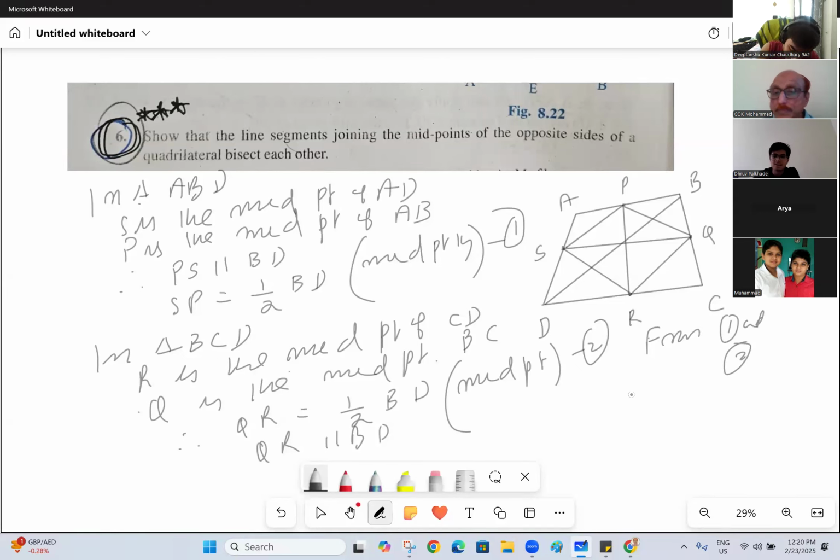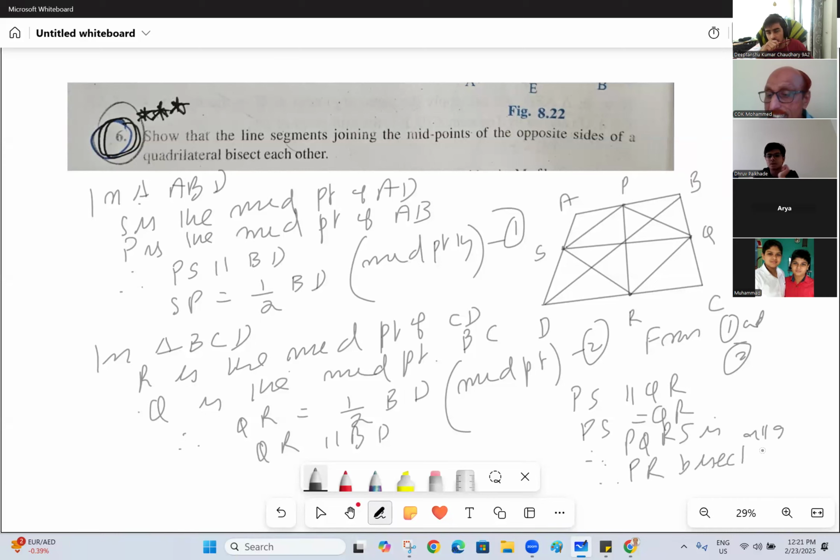Sir, PQRS is a parallelogram, because PS is parallel and equal to QR. Therefore, PQRS is a parallelogram. Now, what do you want to prove? They are bisecting. Can I say that PR bisects QS? Yes, sir. Why? That's the property of a parallelogram. In a parallelogram, diagonals bisect each other.